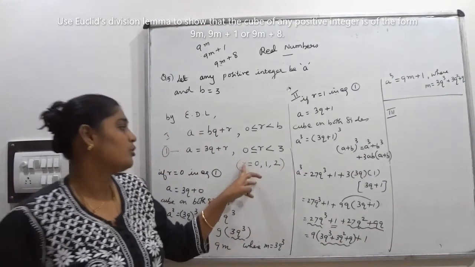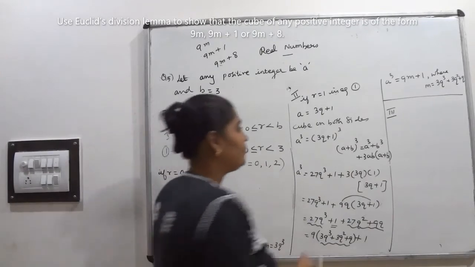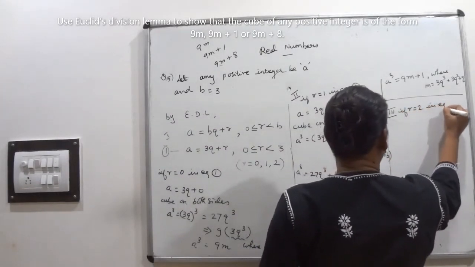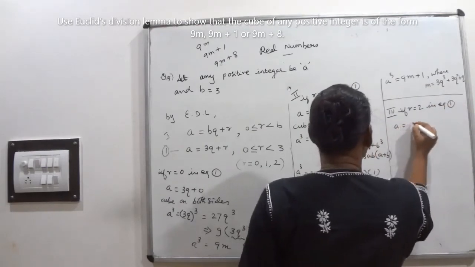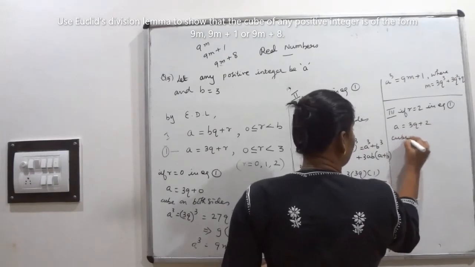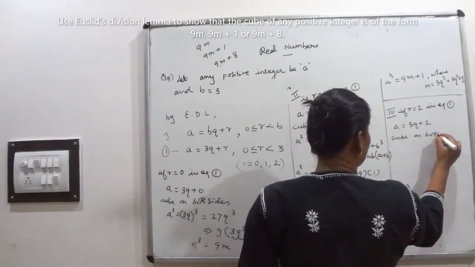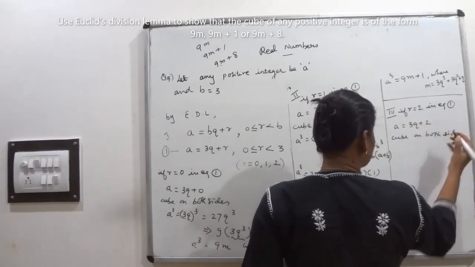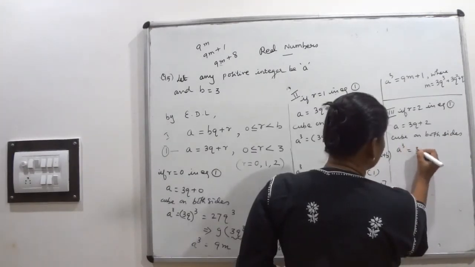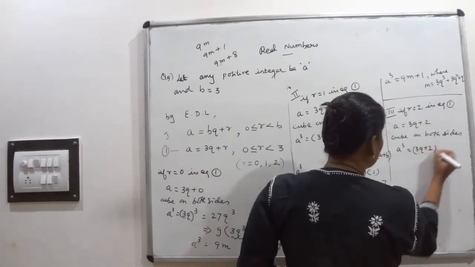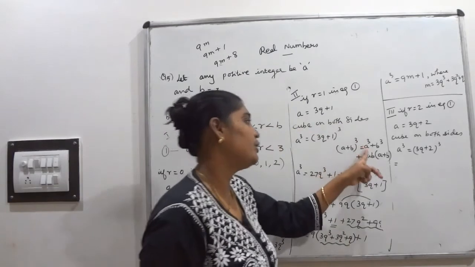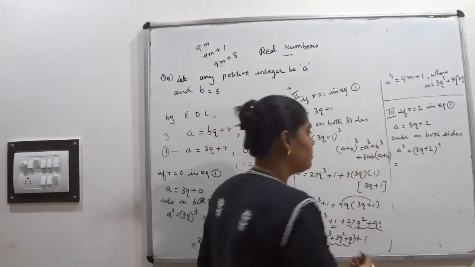In that, I am going to take the r value as 2. If r equal to 2 in equation number 1, a equal to 3q plus 2. Cube on both sides. The same way only we are going to solve. This is very simple. Once you understand this one, you can do it. So a cube is equal to 3q plus 2 the whole cube. You know the formula already. A plus b the whole cube is a cube plus b cube plus 3ab into a plus b.